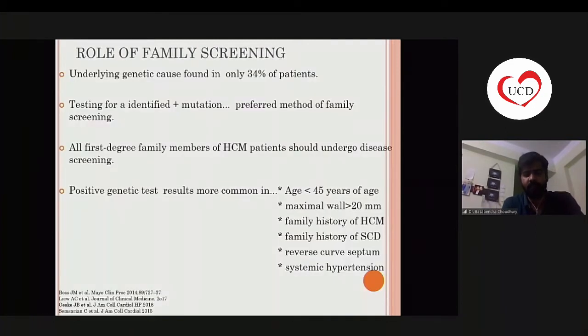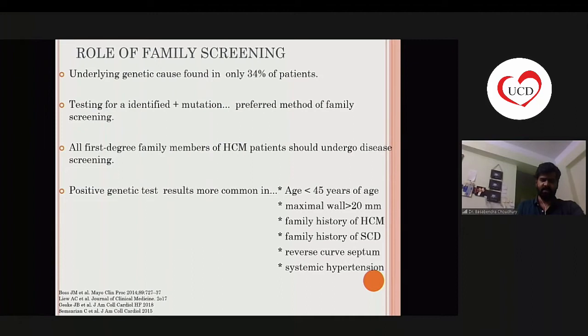Next slide. So talking about genetics in family, the role of genetics is now mainly limited to family screening. When a patient of HCM is identified, he should undergo a genetic study to detect mutation, at least of the common mutations which have been discovered so far. So if he is positive for a mutation, the other family members should be screened for that mutation. It is the preferred method.